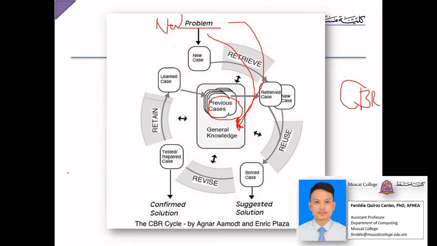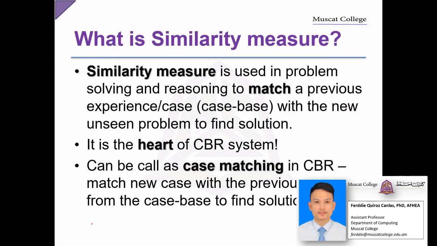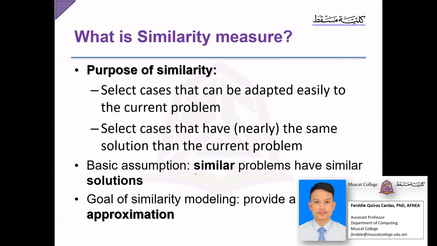The logic is very simple. If the new problem is the same or somewhat equal to the old problem from the database, then we're just going to apply the solution from the old problem to the new one. Because in CBR, we have this assumption that similar problems will have similar solutions. So we have to retrieve those problems having similarity with our new problem, and we adapt the solution and use it with our new problem. So this is how we go with the CBR.